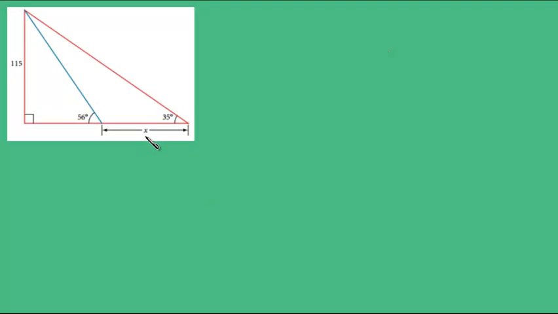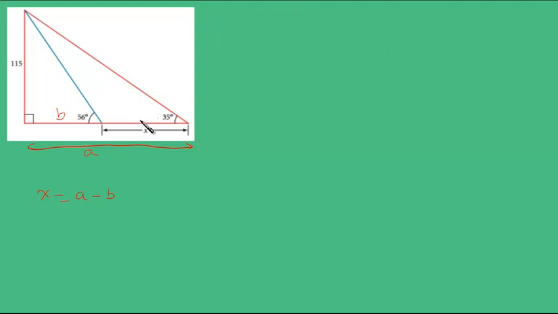Once more, we are asked to find X. If you notice here, we have a big right triangle, and then here we have a smaller right triangle. So we can use these two right triangles to find X by first finding the length from here to here. Let's call that distance A. And then this distance from here to here, let's call that B. Once we have A and B, we know that X is going to be equal to A minus B. So let's find A.